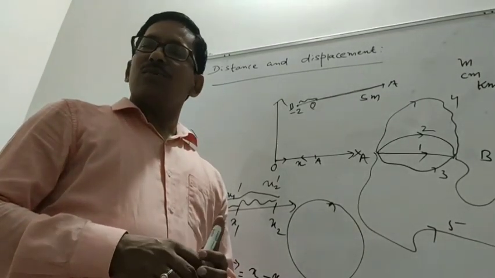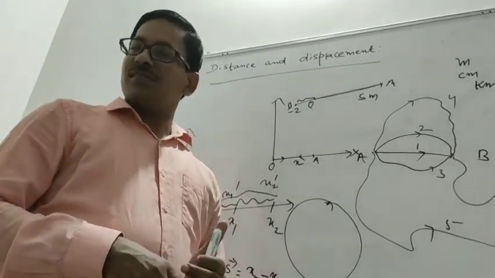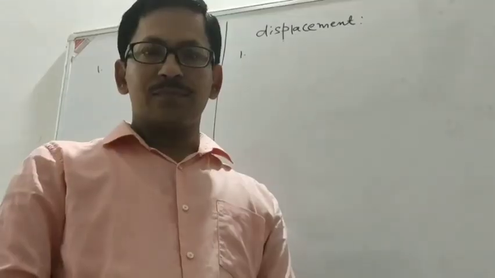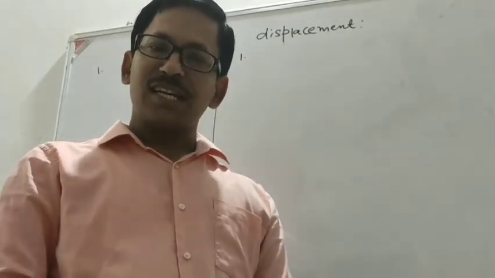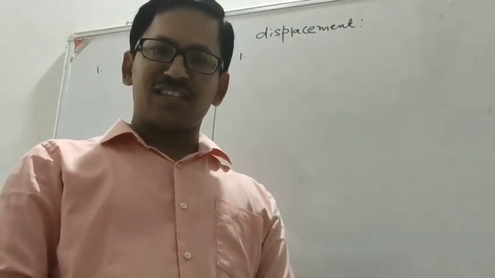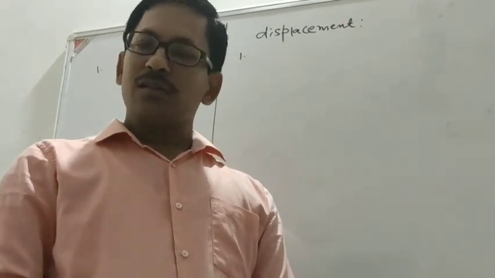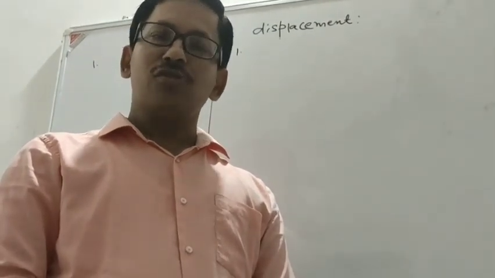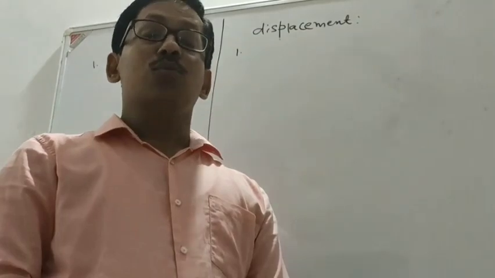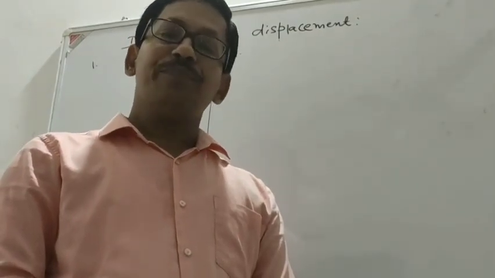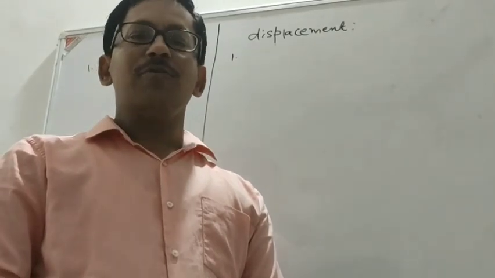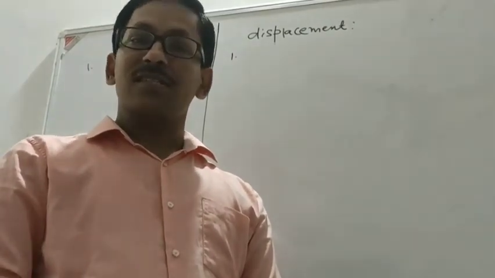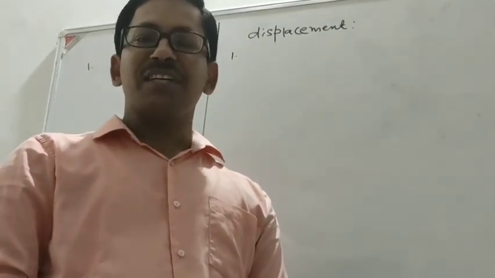So these are some of the characteristics of displacement. The unit of displacement is the same as that of the distance covered. The SI unit will be meter, CGS unit will be centimeter, and most commonly used unit will be kilometer. And you have understood the characteristics, properties of displacement.